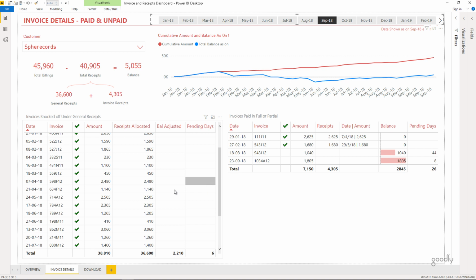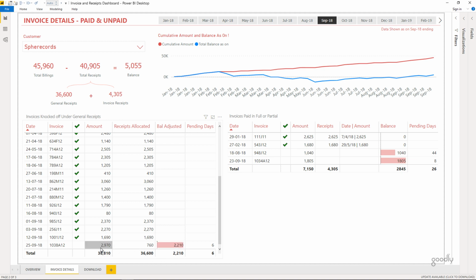Now you can see, since we have done more invoices and received less money, that we have an invoice pending. Although the invoice amount was 2,970, we had some money from the customer already with us, so we adjusted $760, and the balance amount is right here. The invoice is still not clear. That's the reason why you still see pending days and you don't see a check mark here.